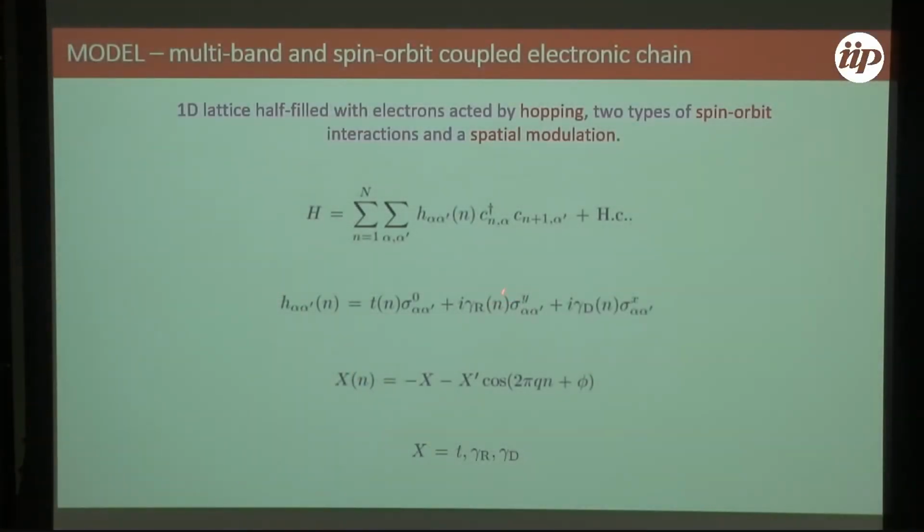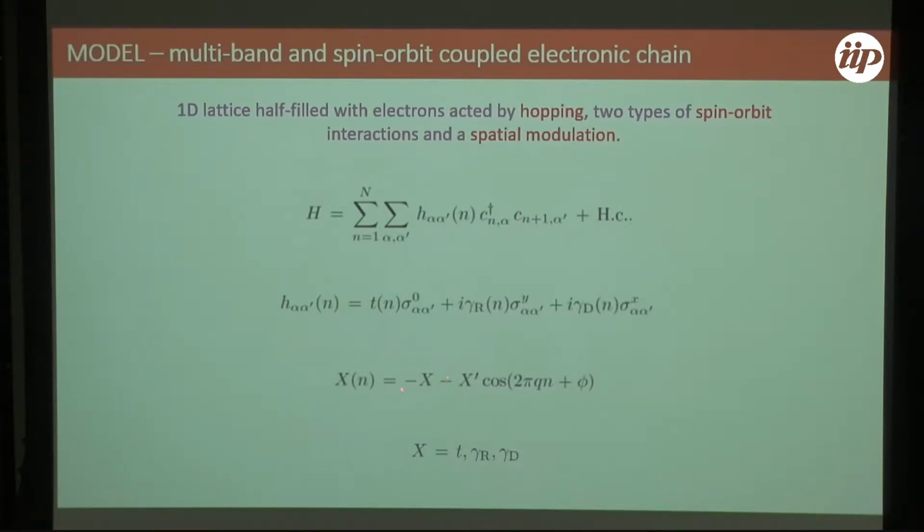Here I'm assuming a chain running along the x direction. So this Rashba term couples with the sigma y Pauli matrix. And then I have a gamma D, which controls the strength of a Dresselhaus spin-orbit interaction in the wire. These three parameters, T of n, gamma R of n, and gamma D of n, are all modulated in space. So n here is the site index along the wire. All of these three parameters can be modulated in this way, where x here takes on either T or gamma R or gamma D in each case.